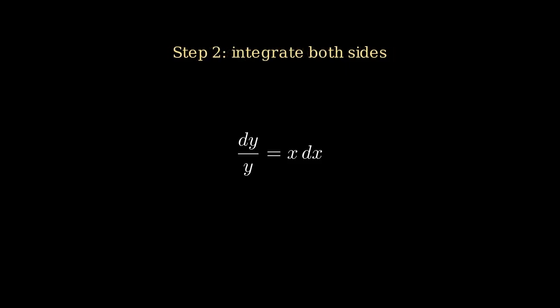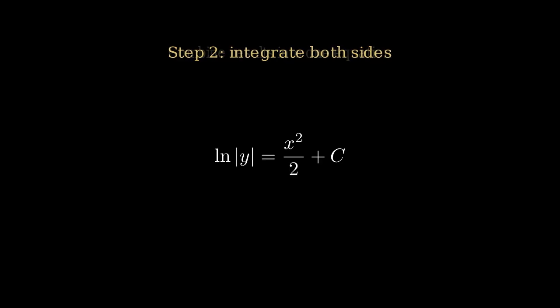Step 2. Integrate both sides. Integrating 1 divided by y dy gives the natural log of the absolute value of y. Integrating x dx gives x squared divided by 2 plus a constant. So we now have the natural log of the absolute value of y equals x squared divided by 2 plus a constant.